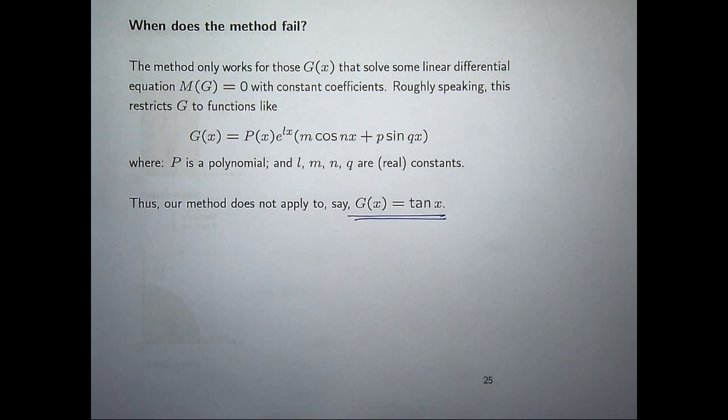So this is why we say our right-hand side is nice. When we say that, it means that we can annihilate it through some sort of linear differential operator with constant coefficients.